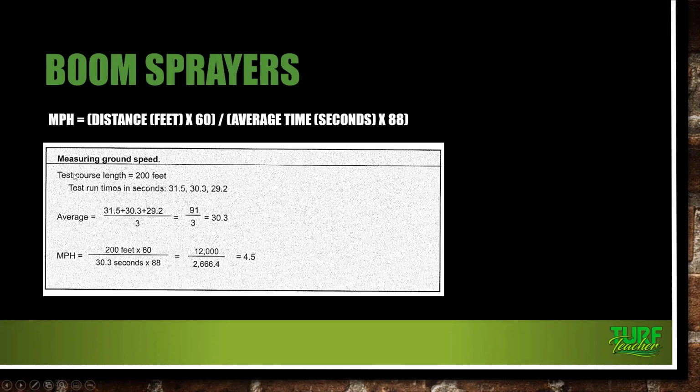So measuring the ground speed, our course length is 200 feet. The test run times were 31.5, 30.3, and 29.2. Our average, add them up, divide by 3, we've got 30.3. So our miles per hour is the 200 feet times the 60 divided by the 30.3 seconds times 88. We're going to run 4.5 miles per hour.